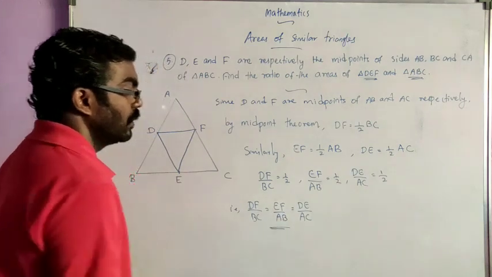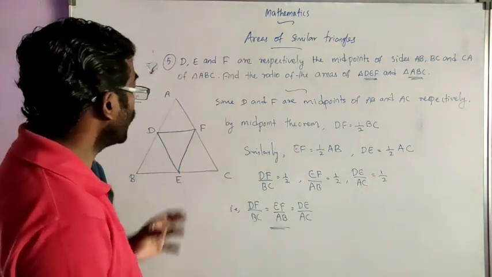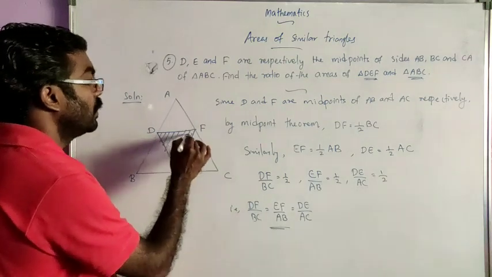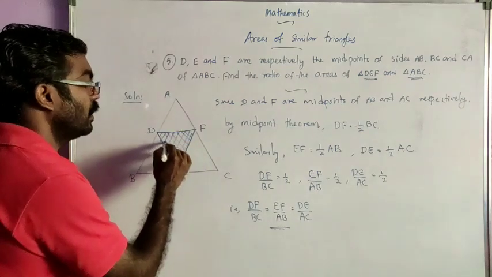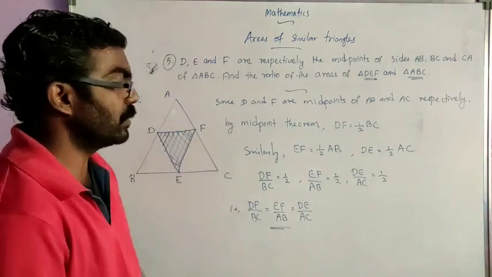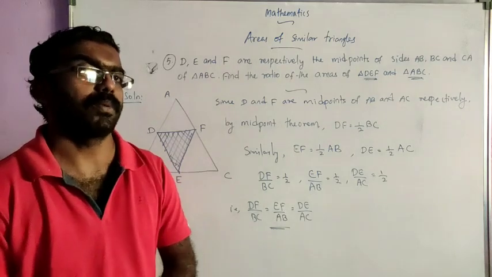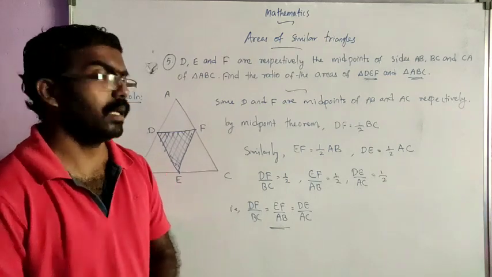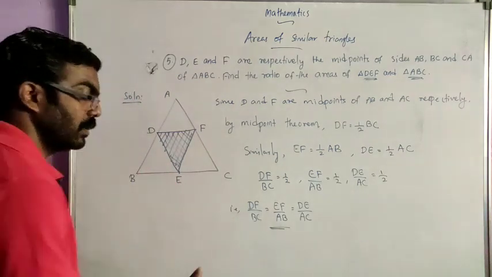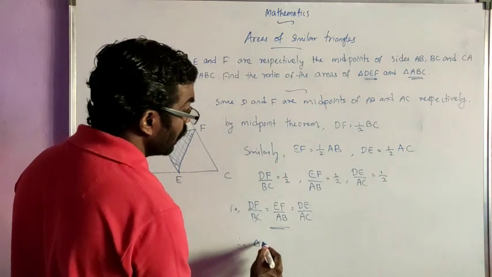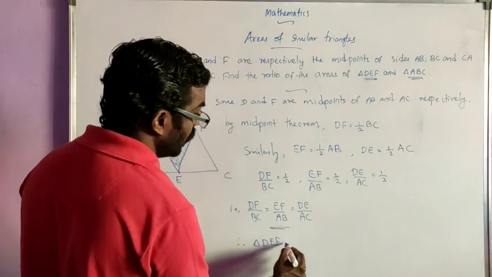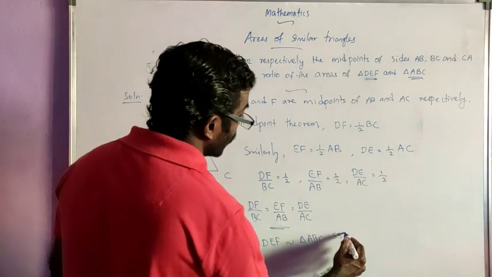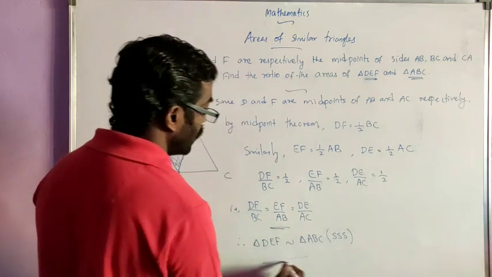So we can write this. In triangle DEF and in triangle ABC, this small triangle and the large triangle, the sides are in the same ratio. Three sides are proportional. That means by SSS similarity criterion, we can say the two triangles are similar. Therefore, triangle DEF is similar to triangle ABC by SSS similarity criterion.